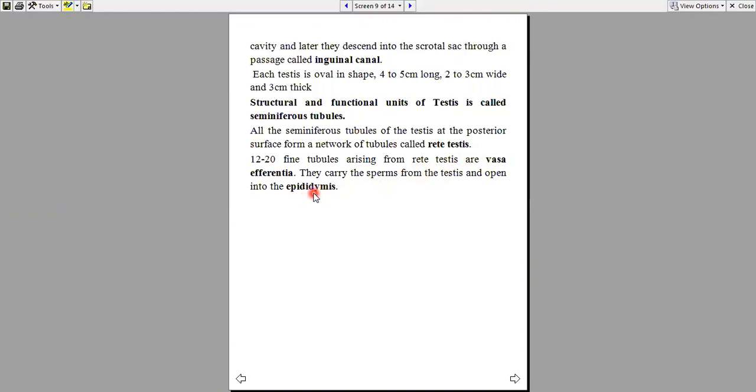Vasa efferentia is not seen in the diagram, but you can clearly see epididymis, which is present on the posterolateral side of testis. I repeat, present on the posterolateral side of testis. So now the sperms are collected here in epididymis.